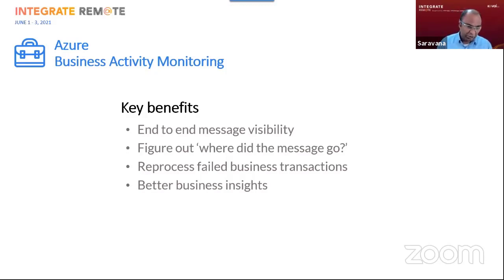And I didn't get a chance to show reprocess capabilities. Sometimes you want to reprocess the message as well. So there's a failed transaction, and you may want to correct a few fields in it and reprocess it. You get that capability as well as part of the BAM implementation. And finally, you get better business insights into what's happening inside your system.